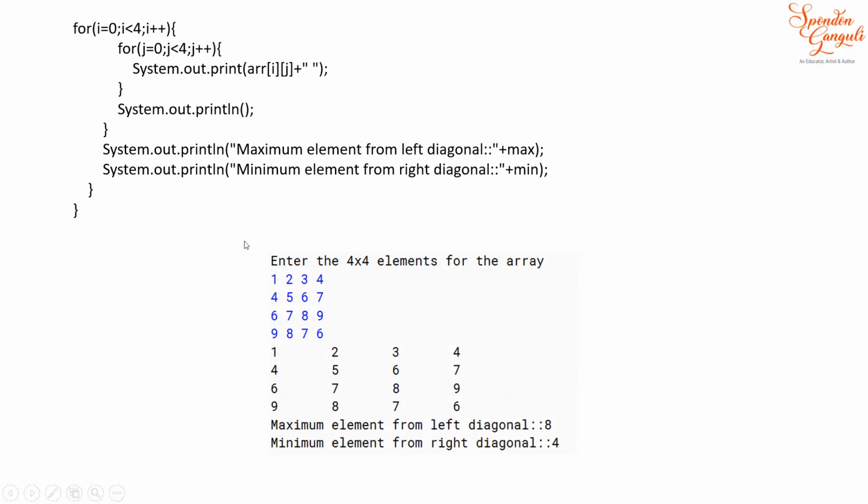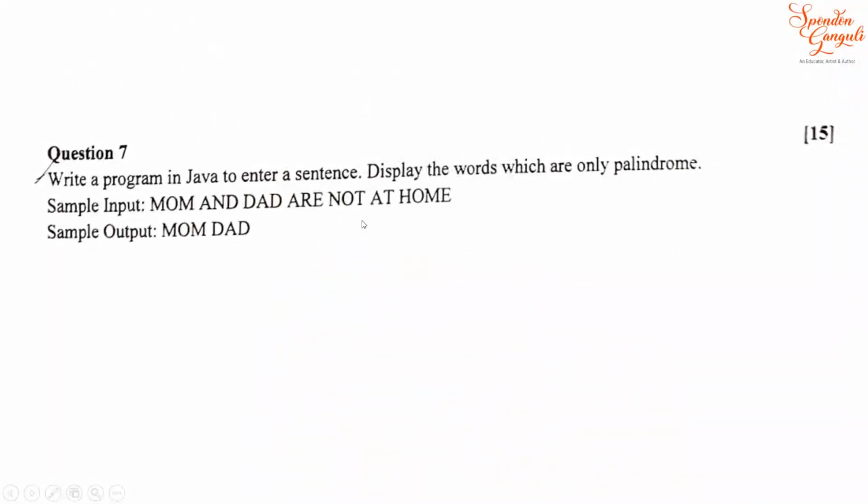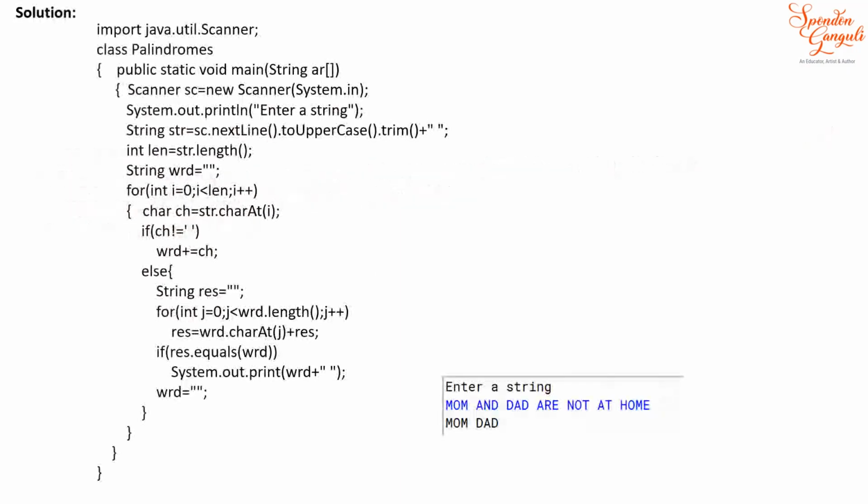You can see the next program, a program to enter a sentence and display the words which are only palindrome. So here it is asking for a sentence having multiple words, and out of that you have to print those which are palindrome. So here word extraction logic is required. Now there are several ways of extracting words.